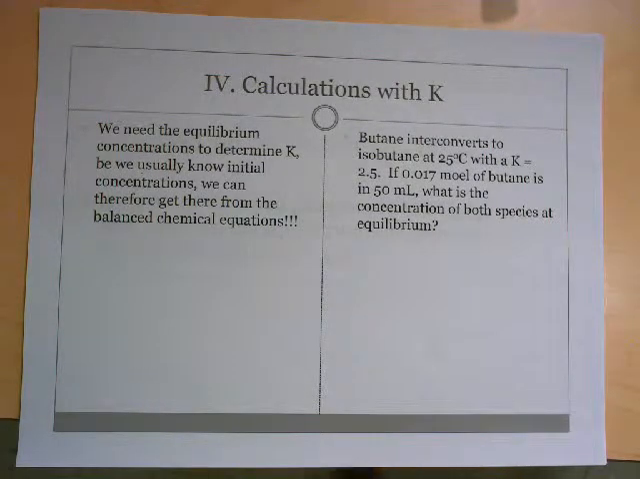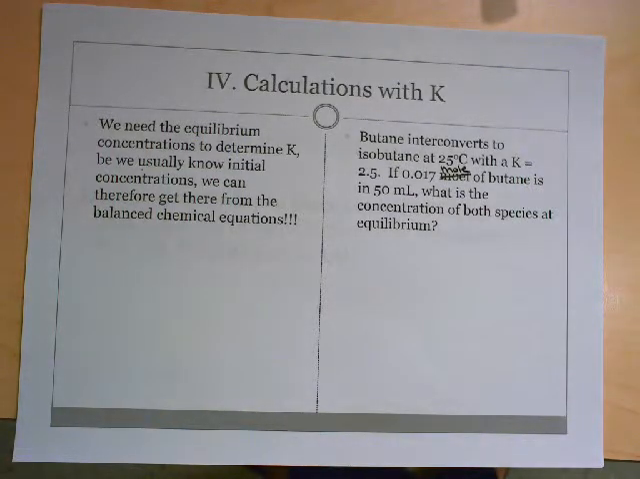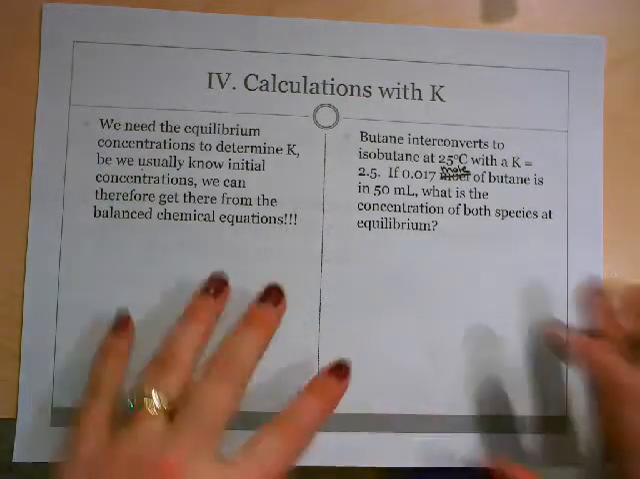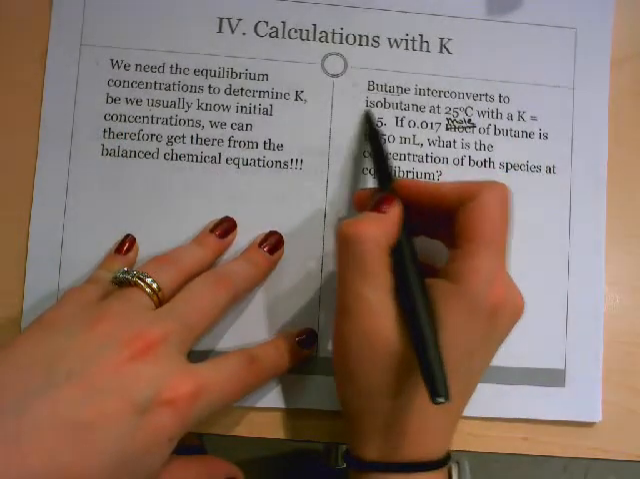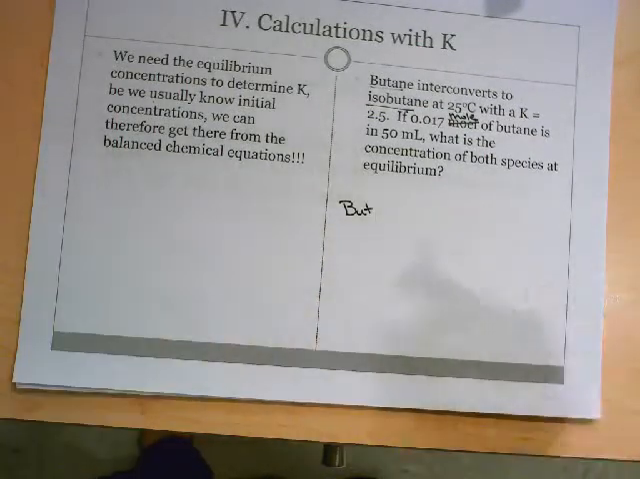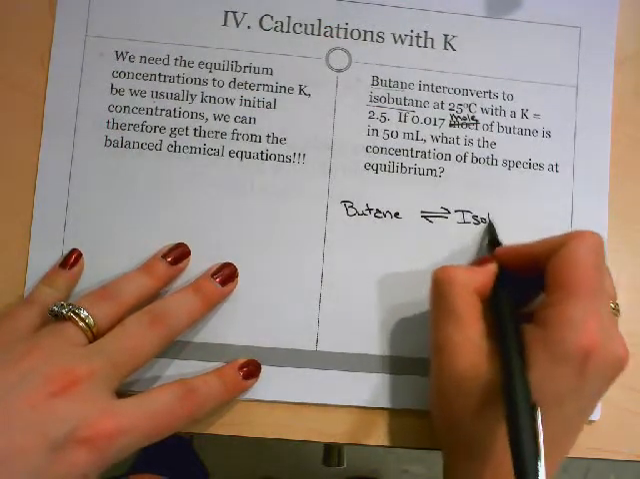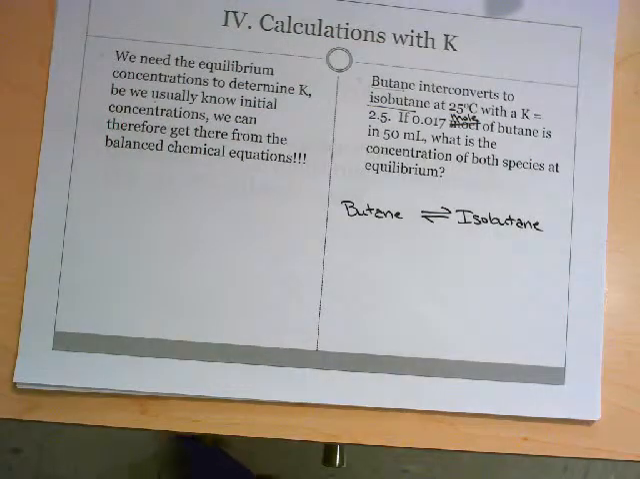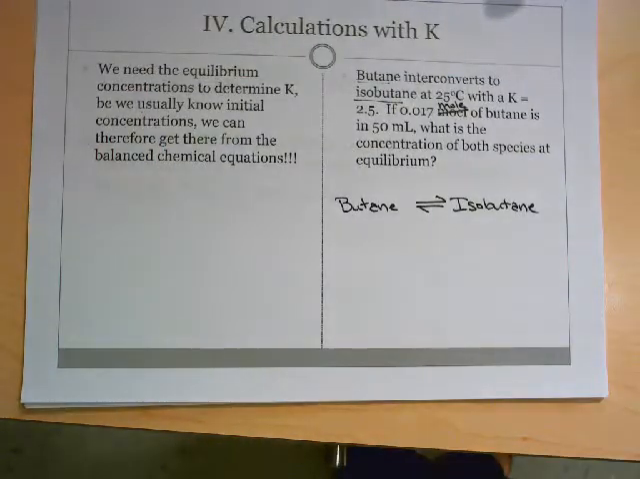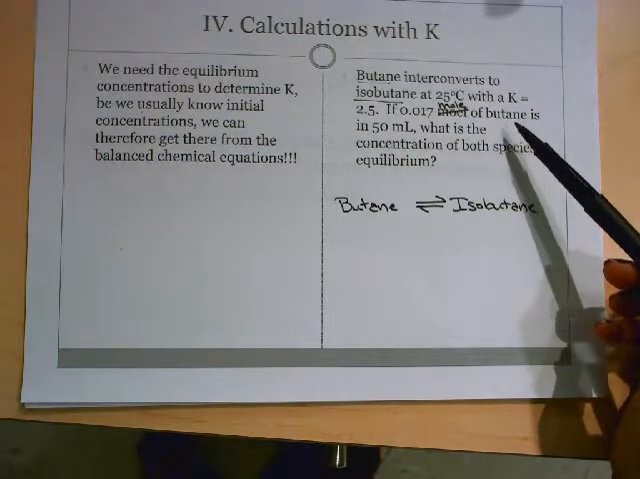Alright, so let's take a look at this. Oh, that should be mole. Alright, so let's say I have a reaction. So I'm saying butane turns into isobutane, which doesn't even matter what that looks like. If you took organic, you can certainly draw it. I'm just going to leave it labeled like this. Alright, so I gave us some information about butane.